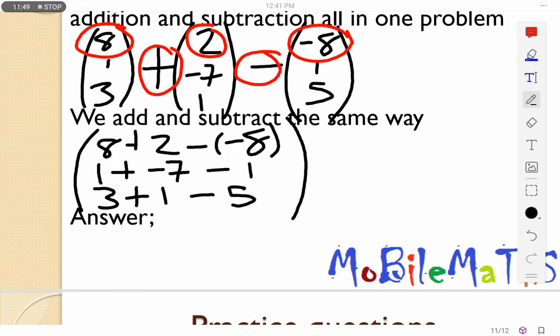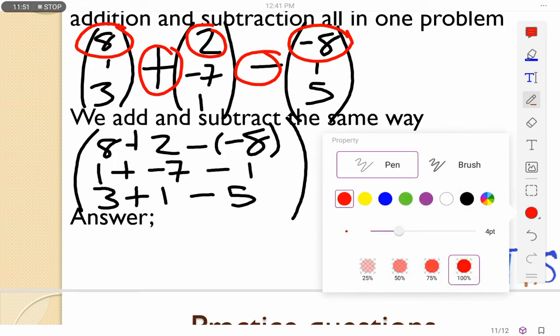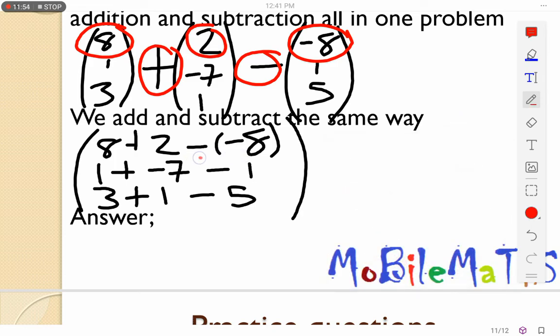Remember, when we have plus and minus, those signs change. Here it's going to be a plus. Here it's going to be a plus. This one is a plus. So they change. So at the end of the day we'll have 8 plus 2, 10 minus 8, it becomes plus, so it becomes 18. Then 1 plus minus 7 minus 1, we get minus 7 there. Then the last one, 3 plus 1 minus 5, we get minus 1. So this is our final answer.